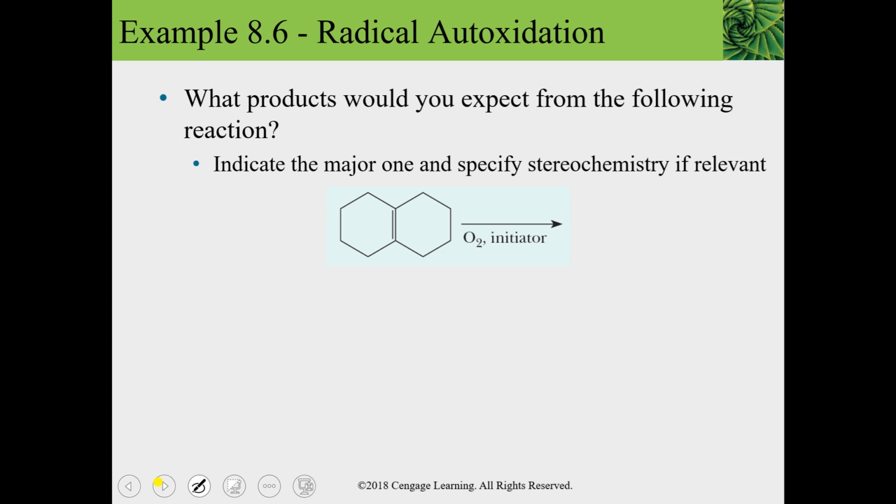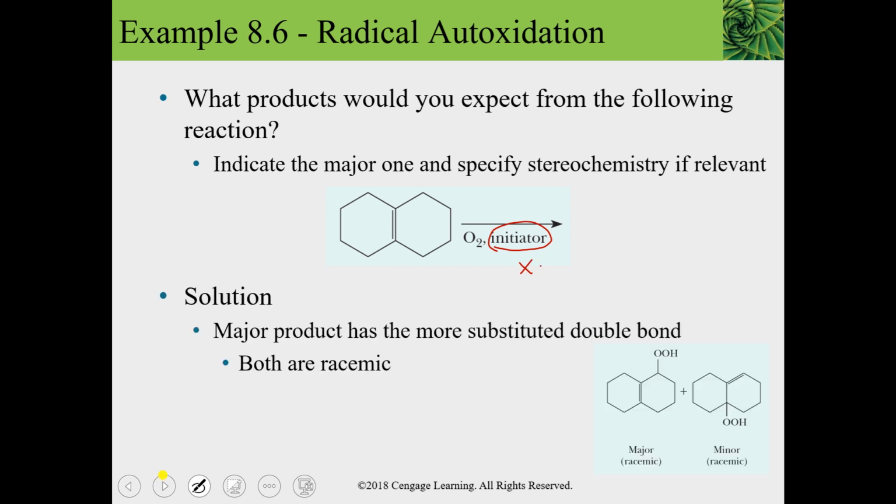All right, here's just an example of how this is happening. What products would you expect from the following reaction? We have some initiator. Remember, initiator means some halogen radical. What would you expect to be the major product, and what would be the stereochemistry if necessary? Pause this and see if you can work it out.